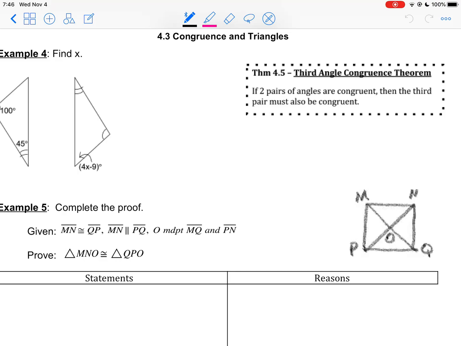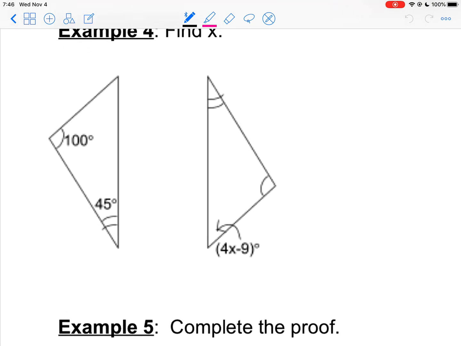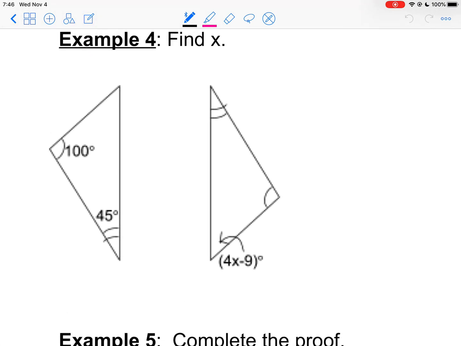There's only 180 degrees in each triangle. So if you already know that two of the sets are going to be the same, then that third set's also going to have to be the same. So here, I'm going to use this theorem because I have two sets of congruent angles marked. The angle right here that's marked as 100 degrees, there's another congruent angle in the second figure.